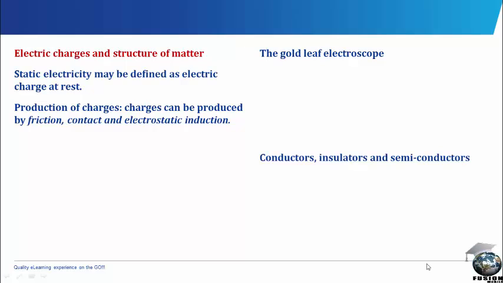Conductors, insulators, and semiconductors. Let us take them one by one. Conductors. In referring to conductors, these are materials that allow easy flow of electric charges because the energy gap between the conduction band and the valence band is very small.